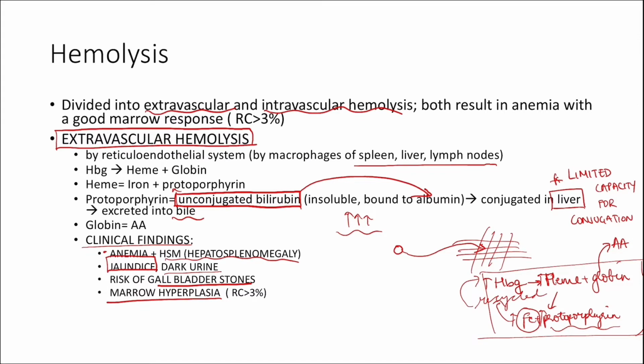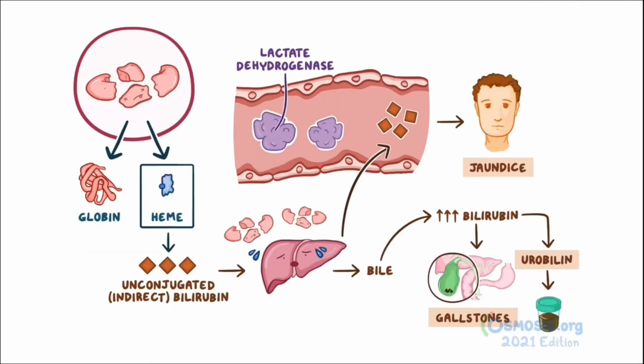And the questions that we answer in the next few sections are: why is there a breakage of the RBC in the reticuloendothelial system? What defect does the RBC have such that it's being taken down by the reticuloendothelial system? So here's a diagram to just describe it.